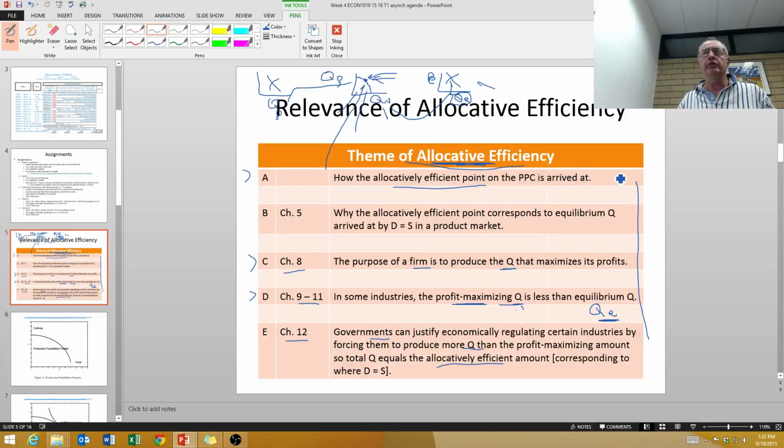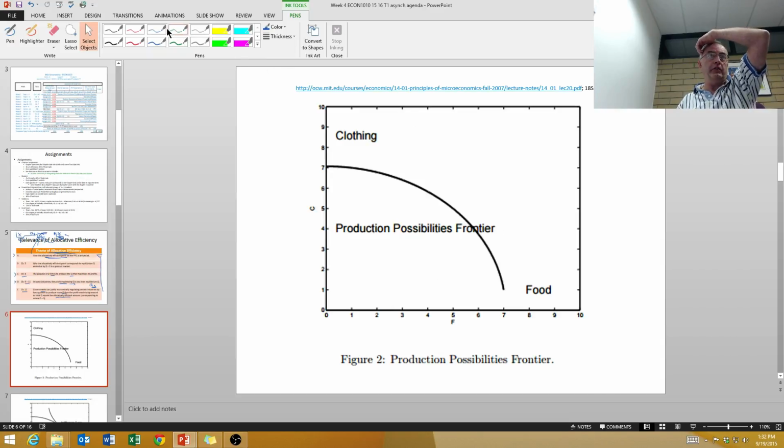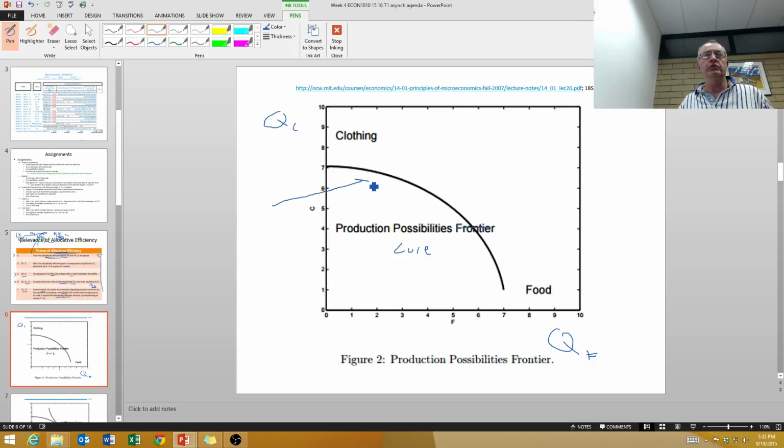Okay, so now I'm going to try to briefly explain how society arrives at its allocatively efficient point on the production possibilities curve. So here we have the production possibilities curve. This diagram calls it the production possibilities frontier, but it's the same thing, it's a curve. And we have two products. So we have quantity of food on the bottom, and we have quantity of clothing on the y-axis. So a bit of a review from Chapter 2.